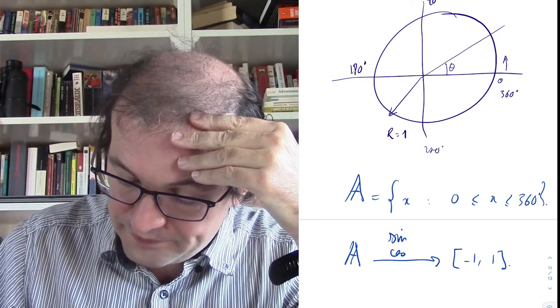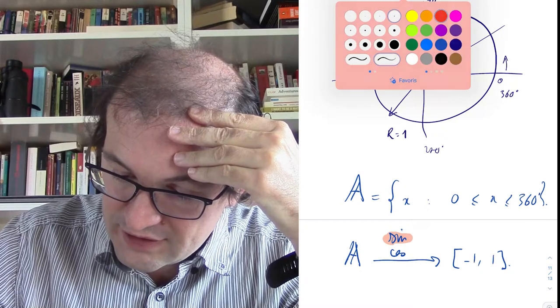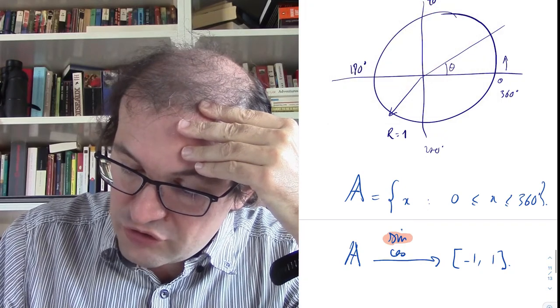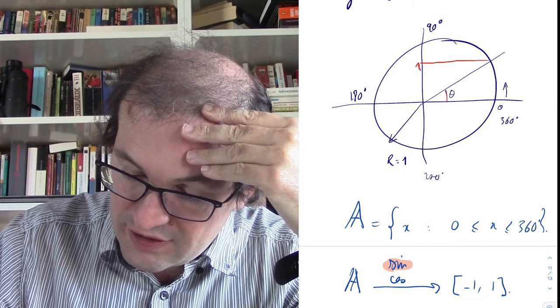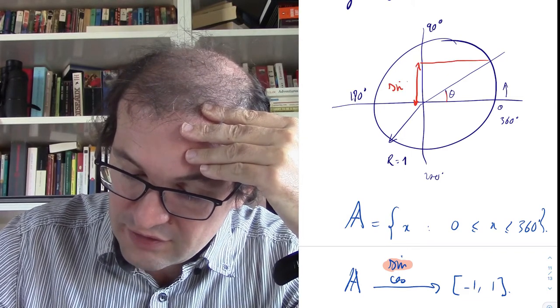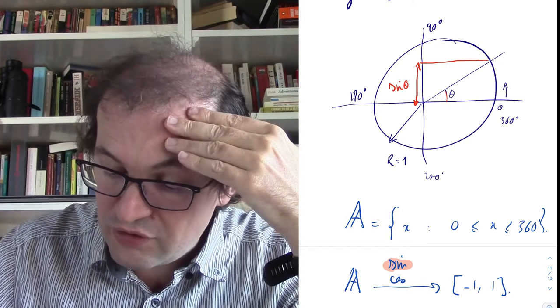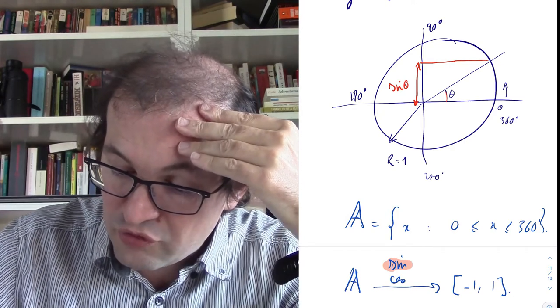The sine, we start with the sine. The sine is such that this is the projection on the y-axis. So for my angle theta here, the sine of theta is this distance here. So this is indeed between minus 1 and 1 because it is at most 1.